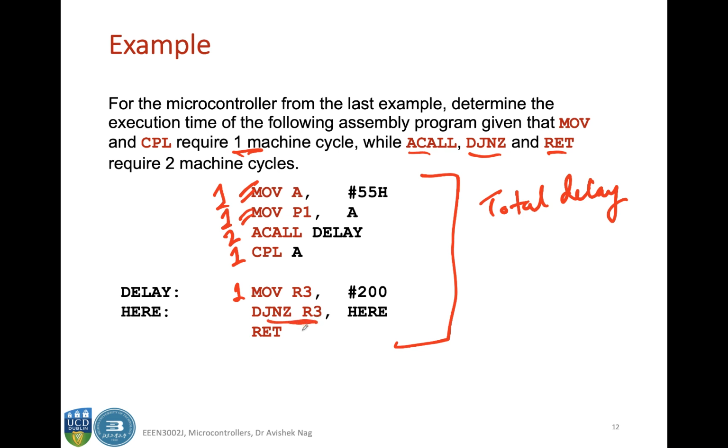How about this line? Your R3 contains 200. So this line in general takes 2 machine cycles, but this loop is run 200 times because your R3 has 200. This is again 2 machine cycles, but then this loop here, or rather sorry, this loop, just a minute.